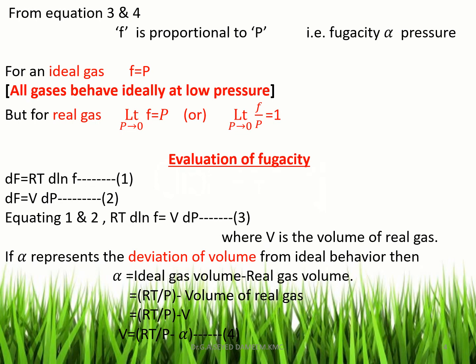Here V is the volume of real gas, RT by P is the volume of ideal gas, and alpha is the term that is the deviation of volume of real gas from ideal behavior. Therefore V is equal to RT by P minus alpha, and this equation is 4.